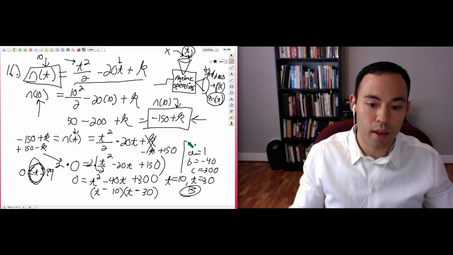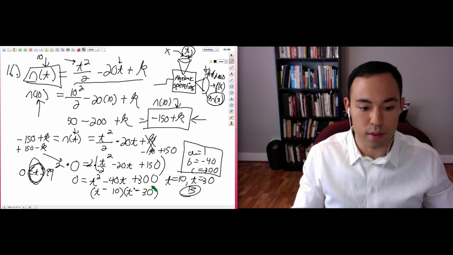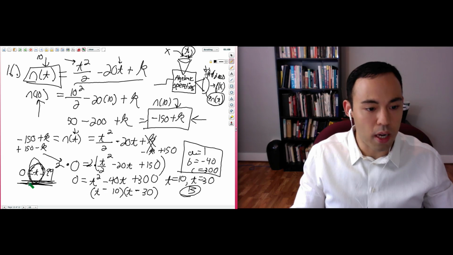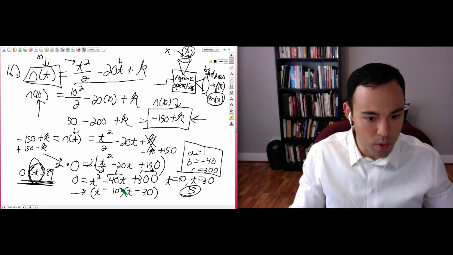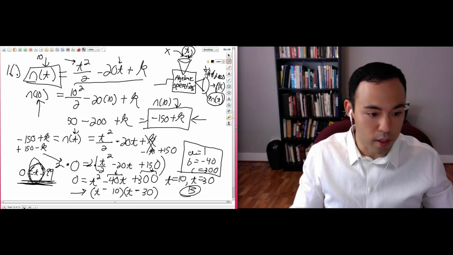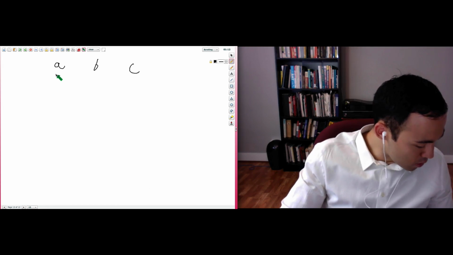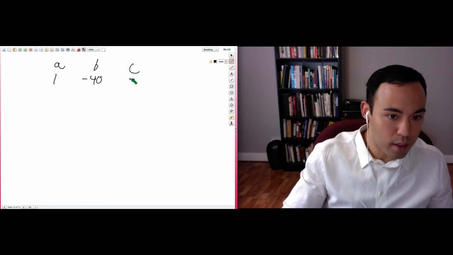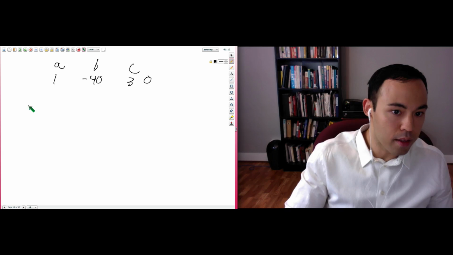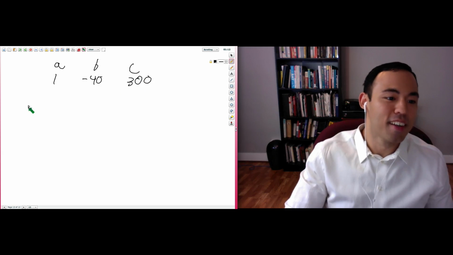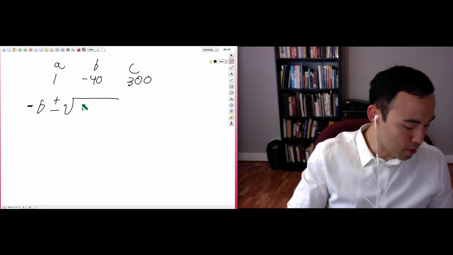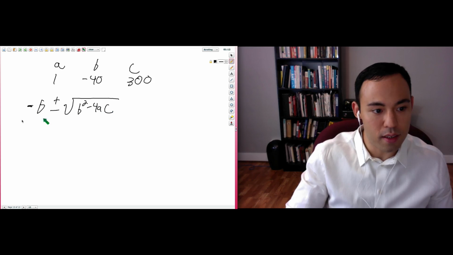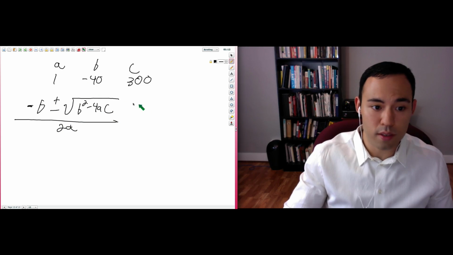All right, but let's go ahead and look at this way of doing things. Let's say that you forgot about this part of the problem. Let's say that you weren't able to factor this because they're big numbers for just factoring using the typical factoring methods. And you're going, hey, what do I do? Well, if you really get stuck, remember your quadratic formula. So we have a of 1, b of negative 40, and c of 300. Our quadratic formula is negative b plus or minus the square root of b squared minus 4ac all over 2a. And then we just start plugging stuff in.